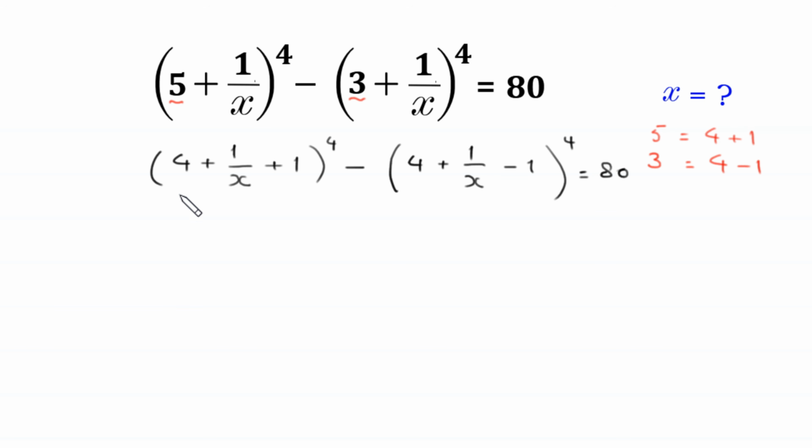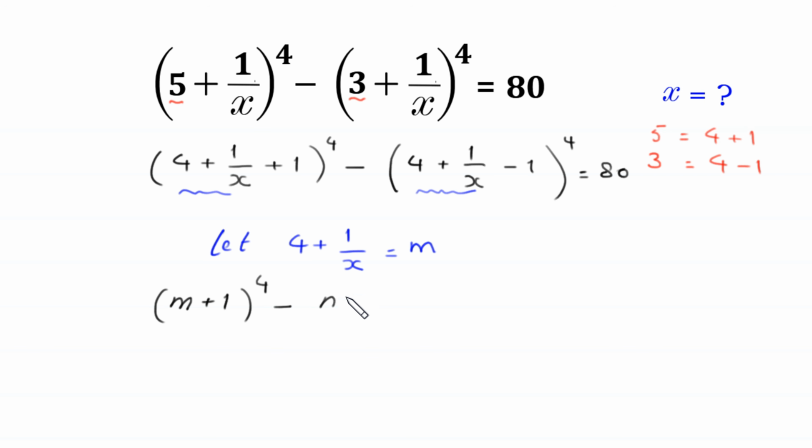Now here we have 4 plus 1 over x, and here we have 4 plus 1 over x. So we suppose that let 4 plus 1 over x is equal to m, and we substitute m in this equation. Then this equation will become (m plus 1) whole to the power 4 minus (m minus 1) whole to the power 4 is equal to 80.